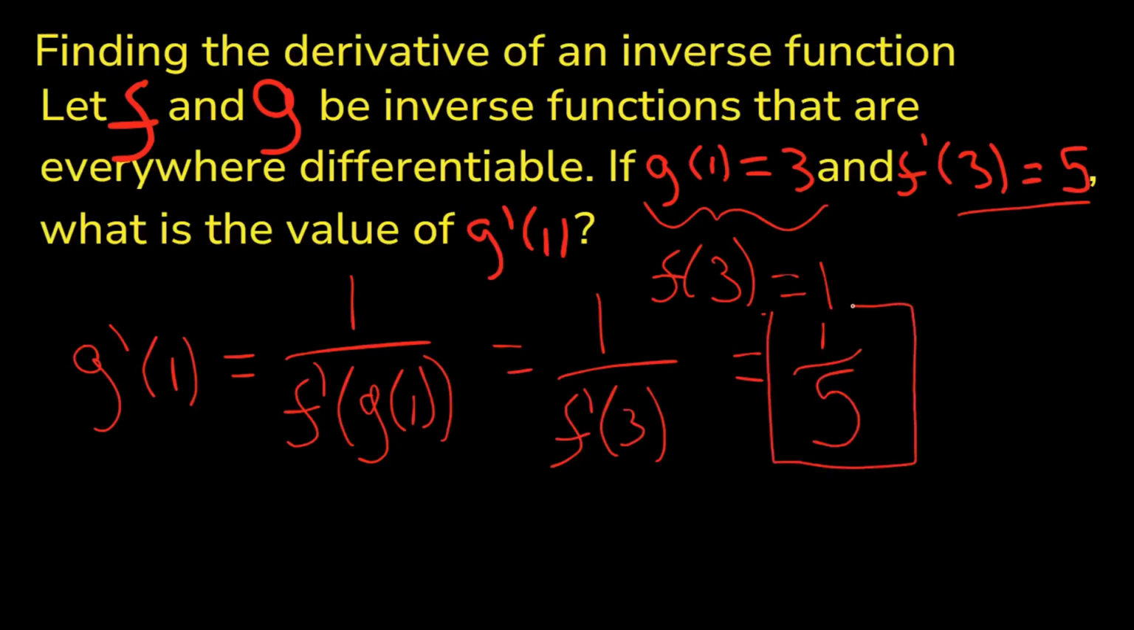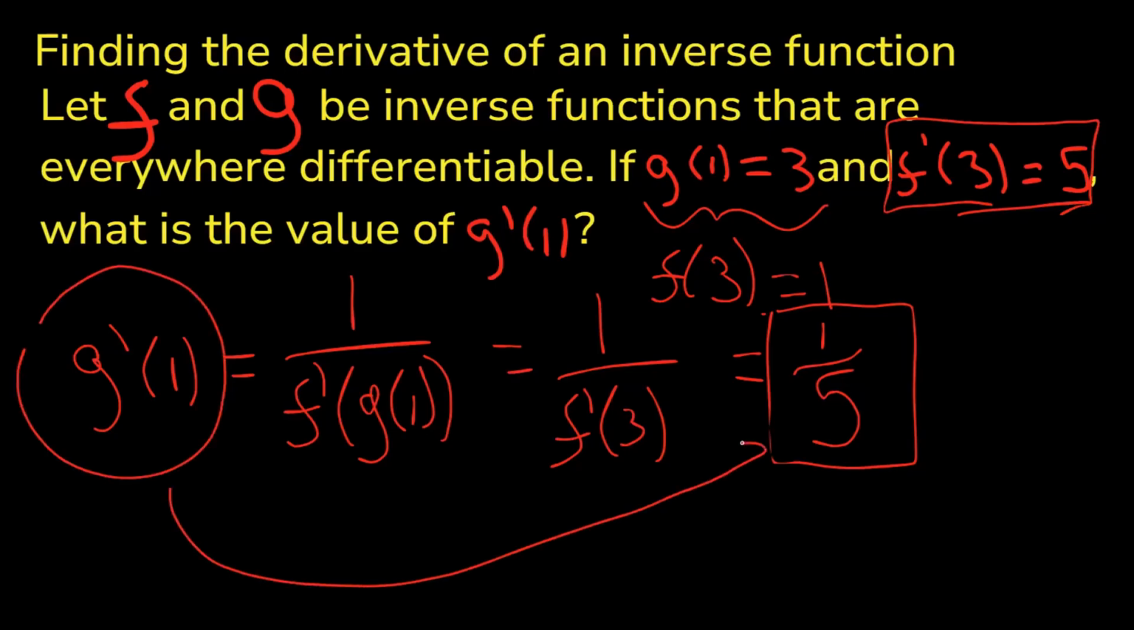Now, I want to point out an important characteristic here. Notice that the derivative at 3 is 5 for f, and g, its derivative, is 1/5 at x equals 1. So the relationship is that a function and its inverse have reciprocal slopes at their inverse points. So f prime of 3 is 5, g prime of 1 is 1/5.